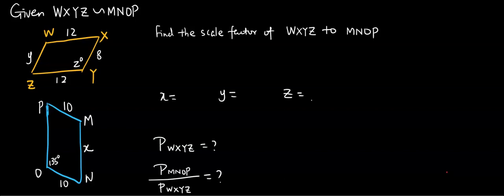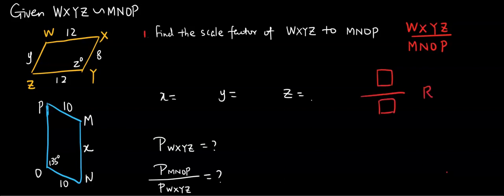The first task is to find the scale factor of WXYZ to MNOP. As long as we can find the length of two corresponding sides, we can find the ratio. Alright, now let's look at this. WX, the first one I'm going to take WX, next one I'm going to take MN. WX is 12. MN says it's X. So I'm not able to find the ratio.